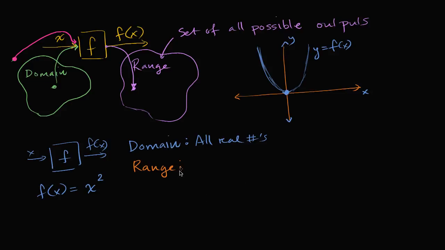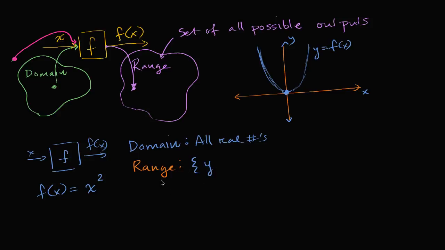So let's think about it. What is the set of all possible outputs? Well, in this case, the set of all possible outputs is the set of all possible y's here. Well, we see y can take on any non-negative value. y could be 0, y could be 1, y could be pi, y could be e, but y cannot be negative. So the range here, we could say it a couple of ways.